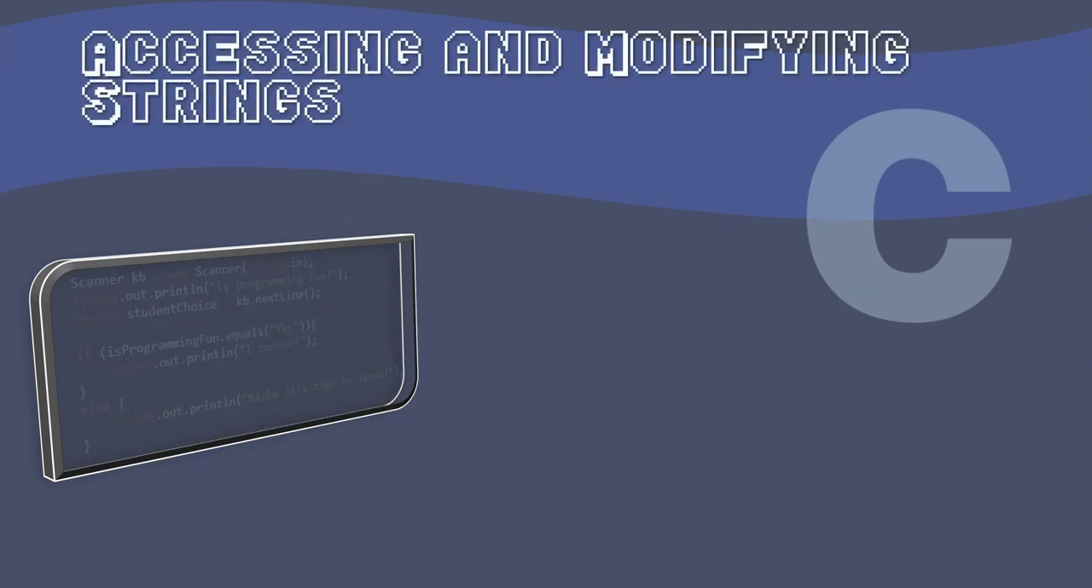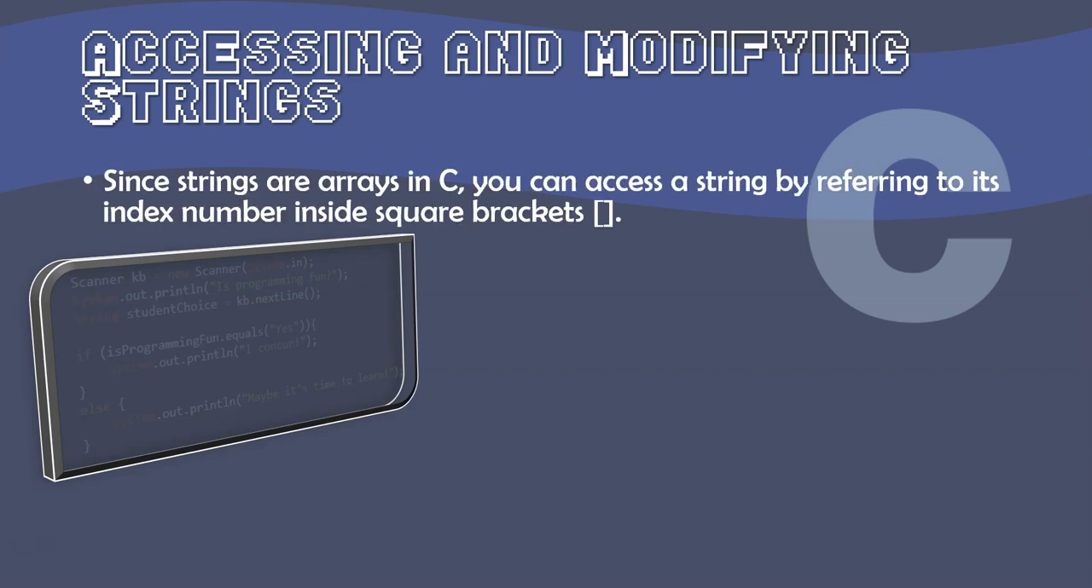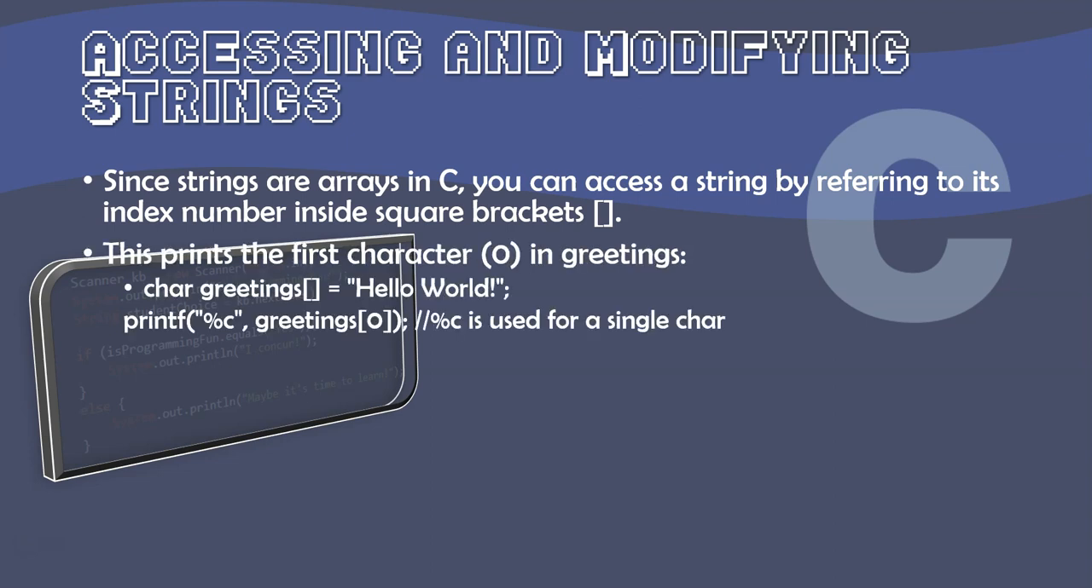Let's look at how we can access and modify our strings. Since strings are arrays in C, you can access a string by referring to its index number inside square brackets. This prints the first character, or 0, in the index in greetings. So char greetings equals "Hello World", printf("%c", greetings[0]). You'll notice here we are using %c and not %s because we're returning a value of that array, and remember, that array is actually a character type, so that's why we have to use %c here.